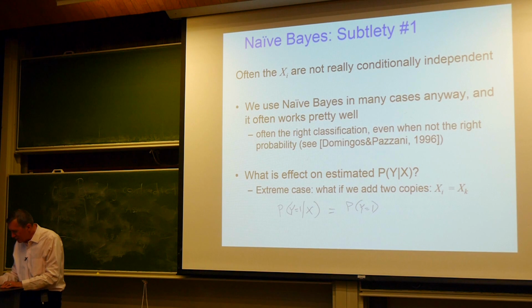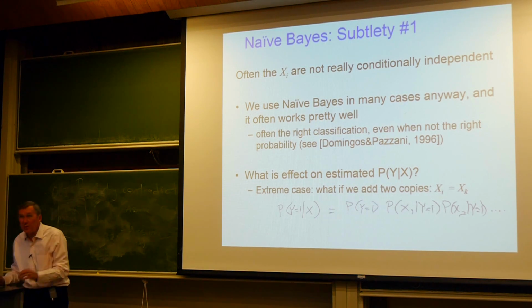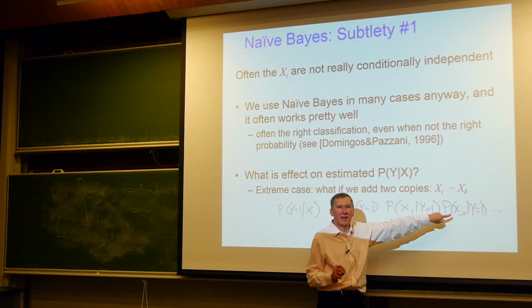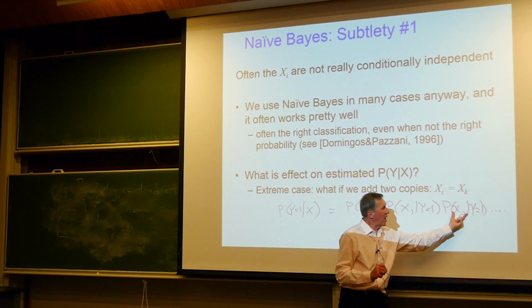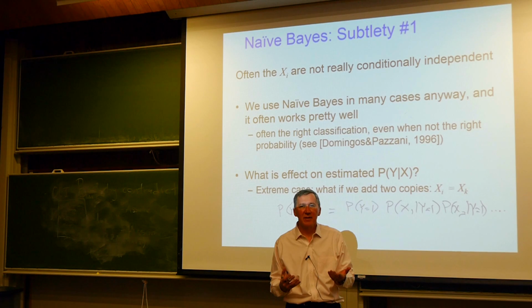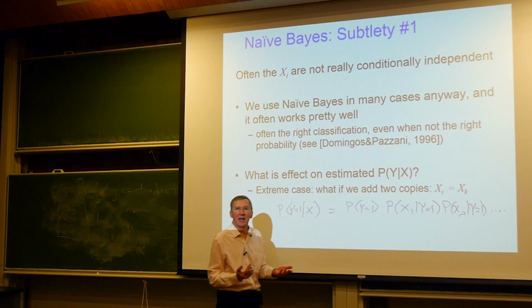Say the probability that y equals 1 given x. If x1 and x2 are actually copies of each other, what I'm going to end up doing incorrectly is using that probability twice, and it'll have an inordinately heavy say in the final probability.